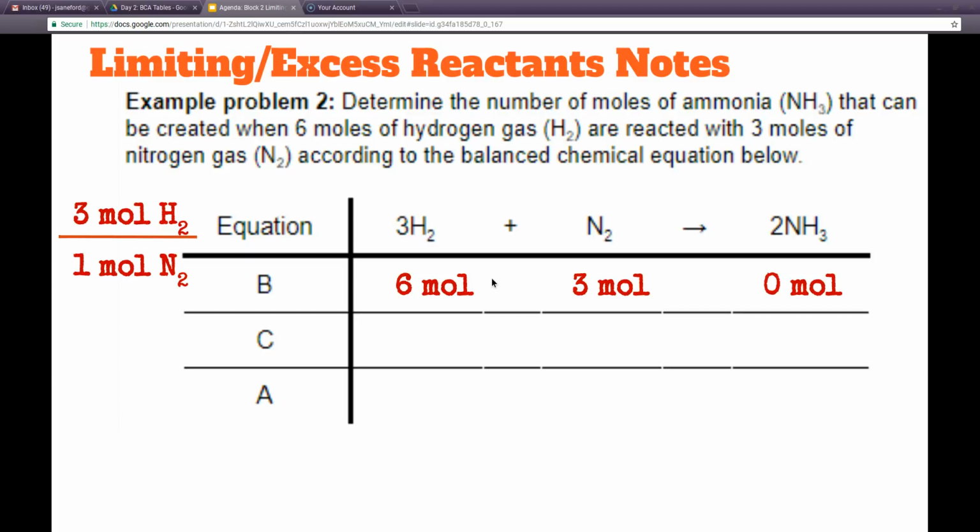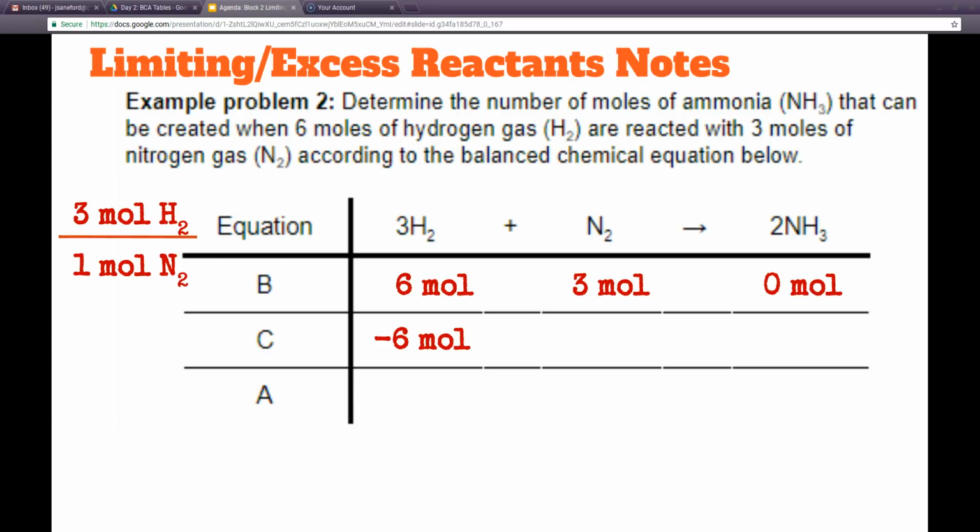So let's look for a moment. If we choose nitrogen as our starting off point, and we're going to subtract 3 moles here, right? We have to triple that to do the number of hydrogens. Well, 3 tripled is 9, so we would have 6 minus 9 moles, which would give us a negative number, and that's not going to work. So we're going to start with hydrogen.